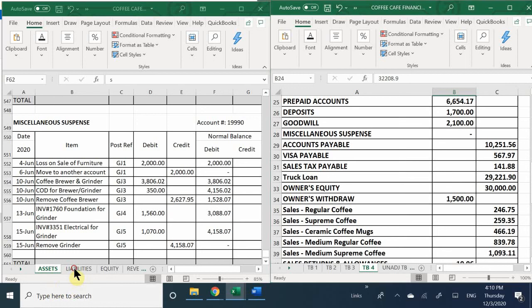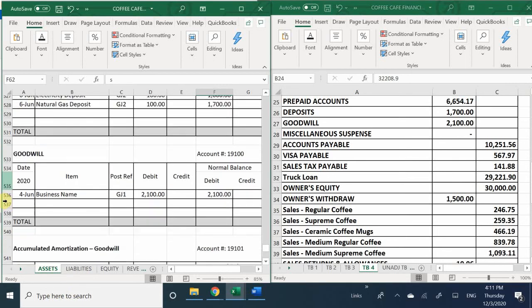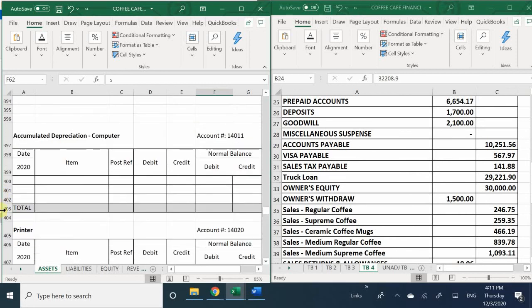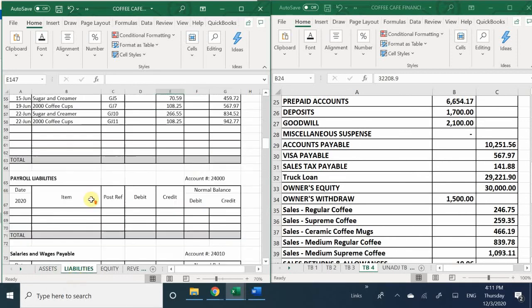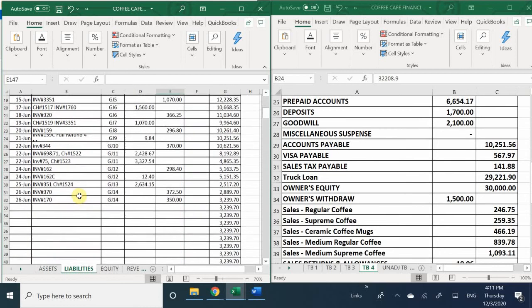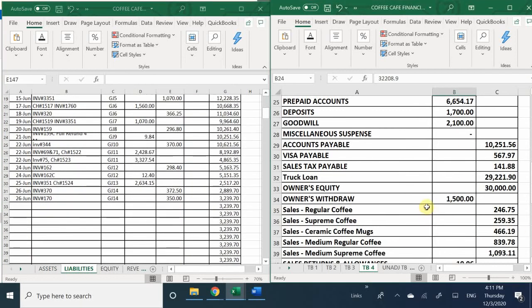Okay, so now we are moving on to our liabilities. This is where we're going to start entering in a lot more things. So liabilities. Accounts payable. Did that balance change? Yes. What is it now? $3,239.70. At least we dropped from 10,000 to 3,000. Okay, so 3,239.70.